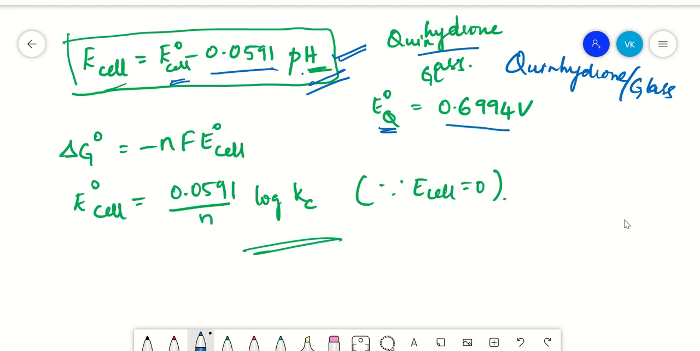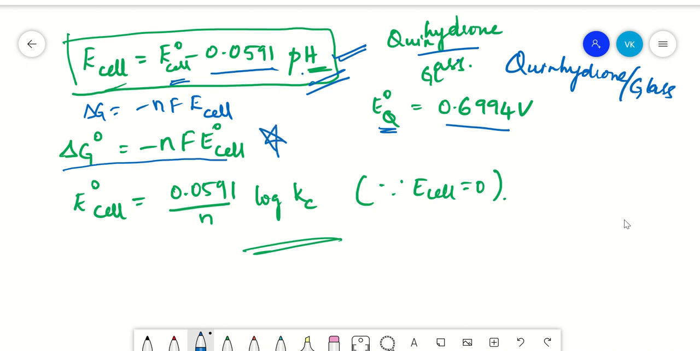Now this is the relation between your Gibbs free energy and your E naught cell. Standard Gibbs free energy is equal to minus nF E naught cell, or simply Gibbs free energy is equal to minus nF E cell, right? This is mostly involved in thermochemistry where your enthalpy, entropy and all come, but here is the relation between your E cell and Gibbs free energy.